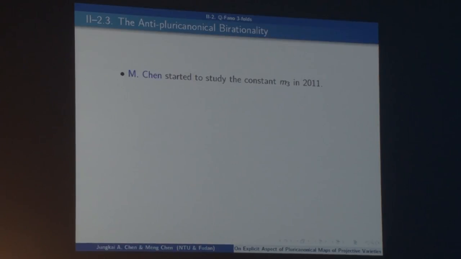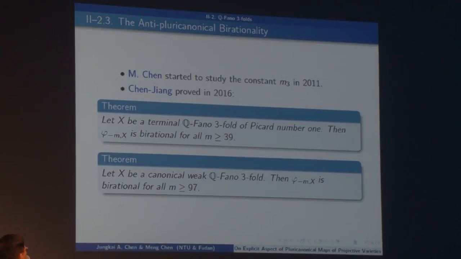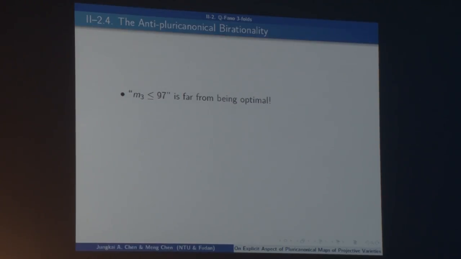So how about M3? In 2011, I started to study M3. And then 2 years ago, with Jiang, we proved that for weak Q-Fano threefolds with Picard number one, for any m larger than or equal to 39, phi minus m is birational. If we don't have the Picard number restriction, then what we can prove is that this number should be 97. So by intuition, this number 97 is far from being optimal. So this is mysterious for us.